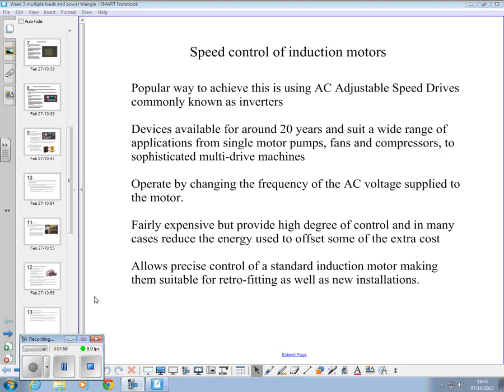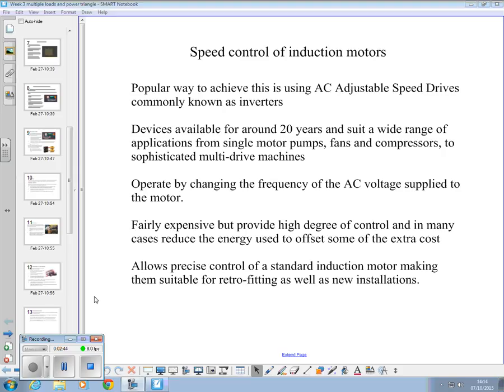Okay, so speed control of induction motors. A popular way to achieve that is using ASDs, adjustable speed drives, commonly known as inverters. Devices available for around 20 years, suit a wide range of applications from single motor pumps, fans and compressors to sophisticated multi-drive machines. In the industry I come out of, it's quite common to use them to control conveyors, because if you've got bottles standing up on a conveyor and you try a direct online start of a motor, they all fall over. But if you ramp them up and ramp them down, even a little bit, that tends to stop them wavering so much, and they don't fall over.